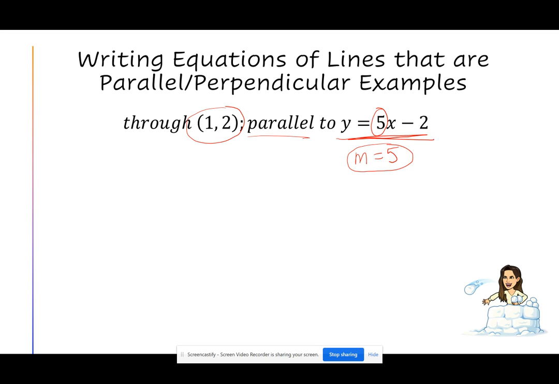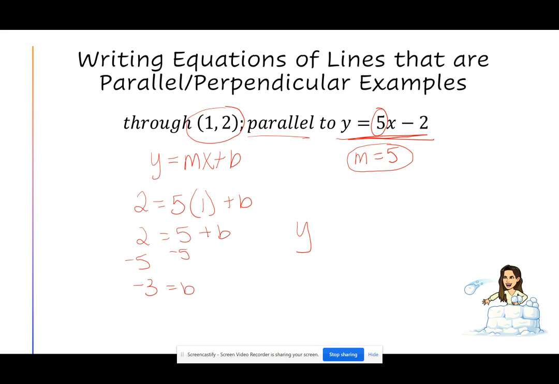So I'm going to do this one in slope-intercept form. So we have y equals mx plus b. So we have 2 equals our m, which is 5, times 1 plus b. We're going to subtract 5 from both sides. So -3 is b. So our equation parallel to that line, and that goes through (1, 2), is y equals m, which is 5x minus 3.